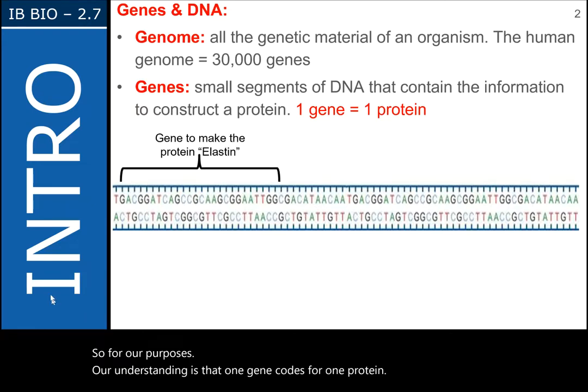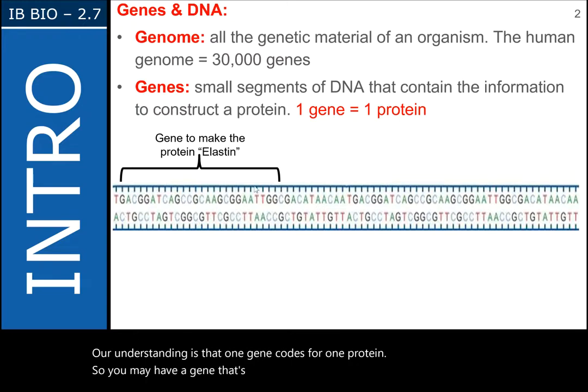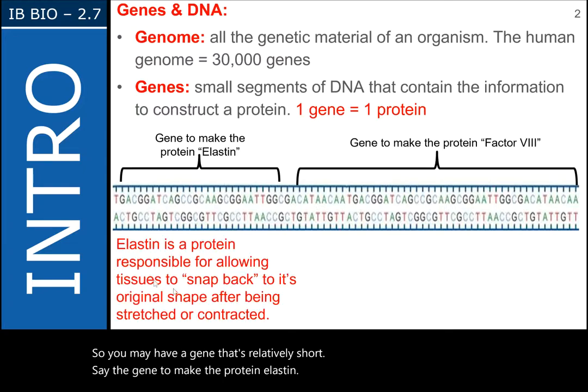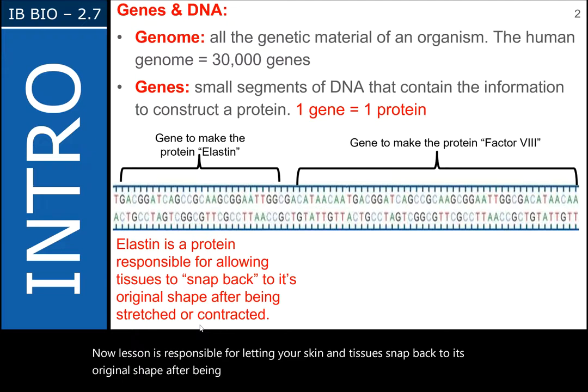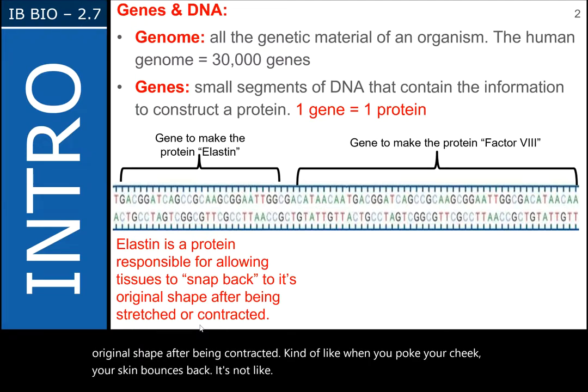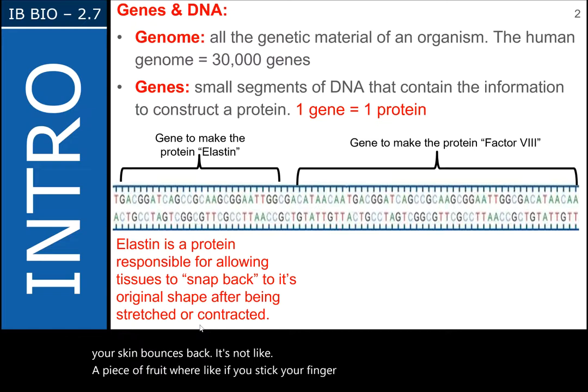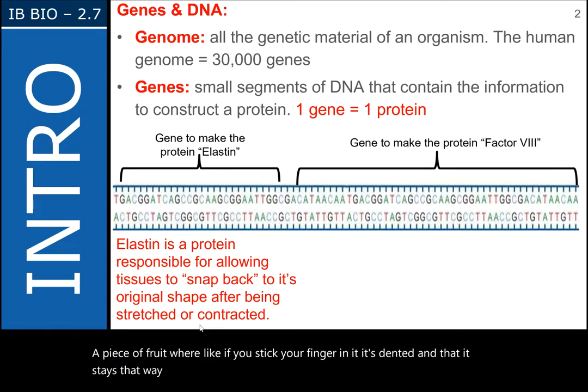So, you may have a gene that's relatively short. Say the gene to make the protein elastin. Now, elastin is responsible for letting your skin and tissue snap back to its original shape after being contracted. Kind of like when you poke your cheek, your skin bounces back. It's not like a piece of fruit where, if you stick your finger in it, it's dented and it stays that way, right? Elastin helps your skin rebound.